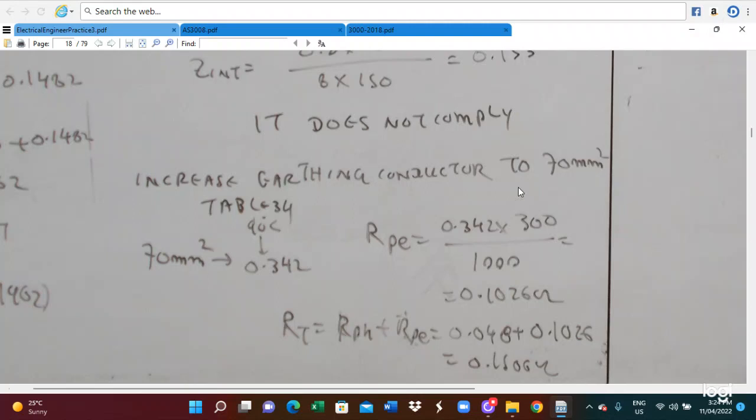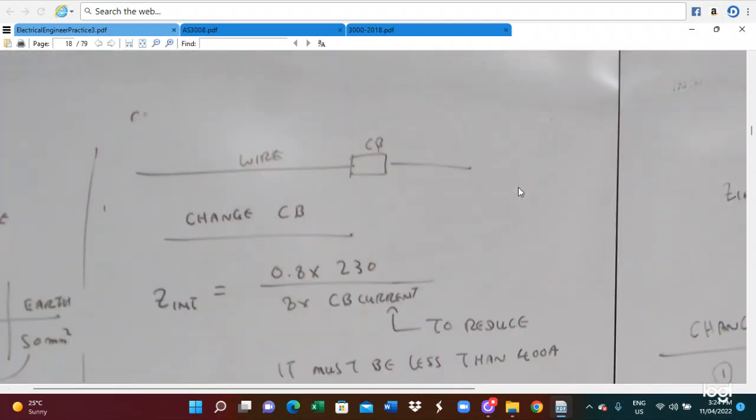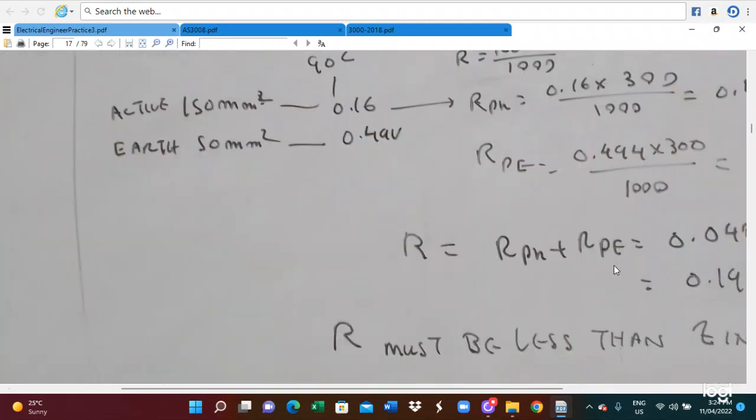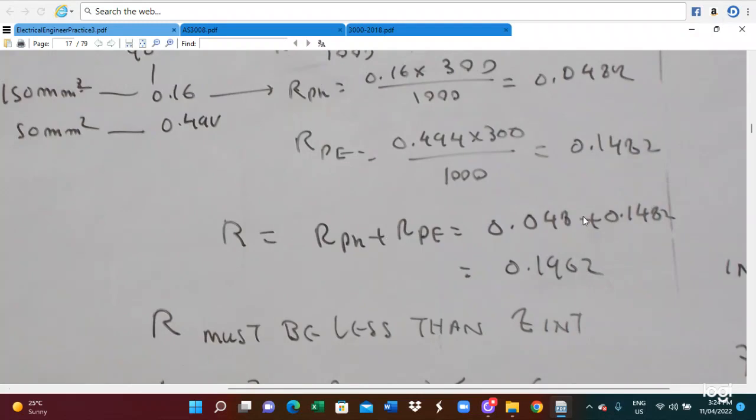In this case, the active wire size depends on the maximum demand current. Because the active wire we already selected based on the maximum demand, we can only increase the earth wire size. Because there are two resistances, the active wire RPH and the other resistance RPE. RPH, the active wire size, cannot change. The only possible thing is to change the earth wire size. Originally we selected 50 millimeter square, so it does not comply. So we have to increase the earth wire size.